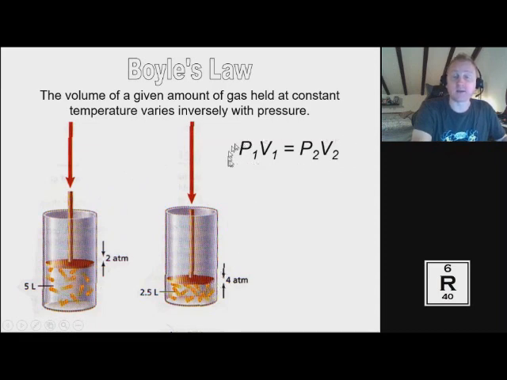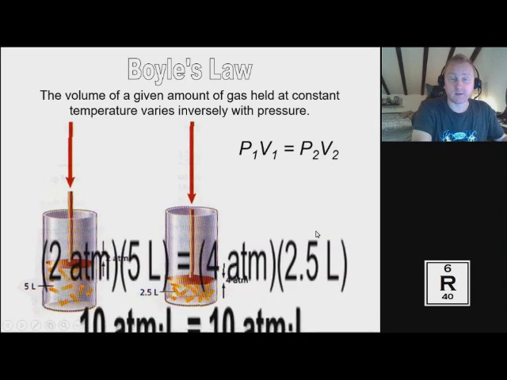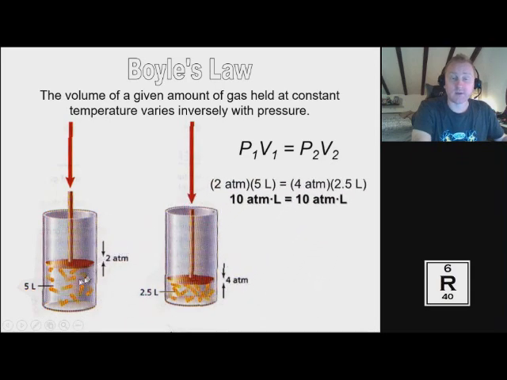How that's represented is P1 V1. That means the first situation. Pressure times volume, so 2 atmospheres times 5 liters, should be equal to the pressure times the volume in the second situation. In the first situation, you'd have 2 atmospheres times 5 liters, which is 10 atmosphere liters. In the second situation, you have 4 atmospheres times 2.5 liters, which multiply together to be 10 atmosphere liters. So that's Boyle's law.